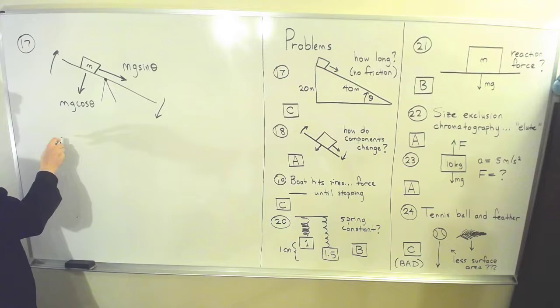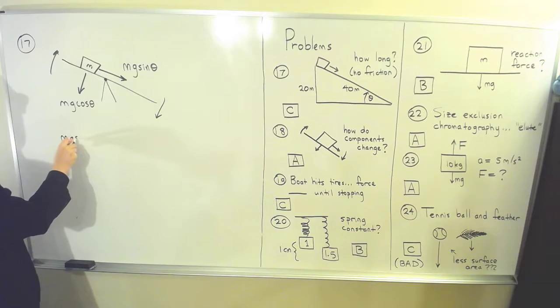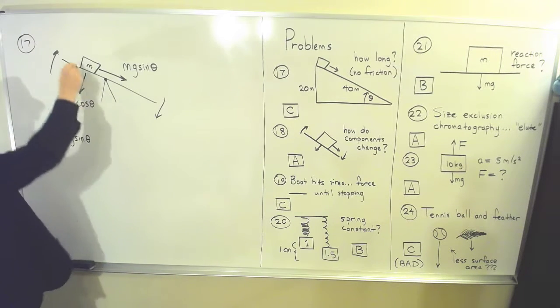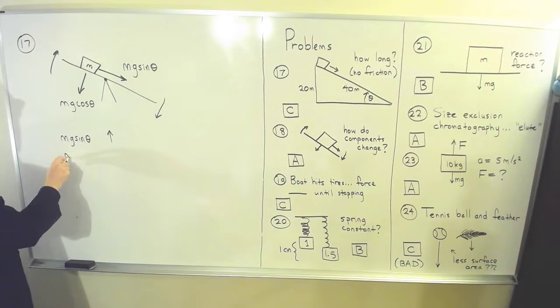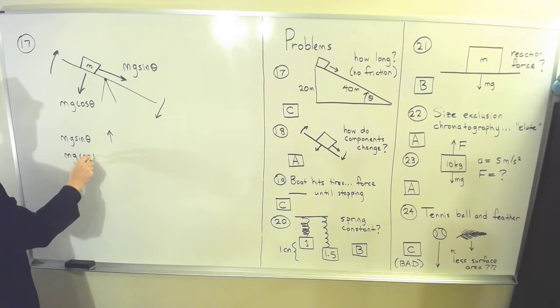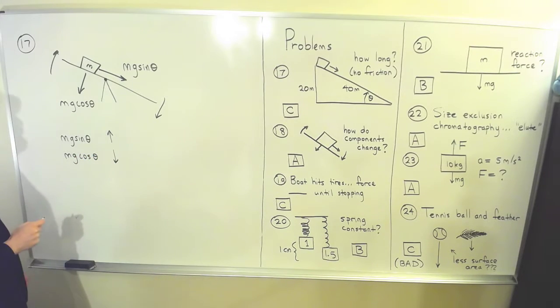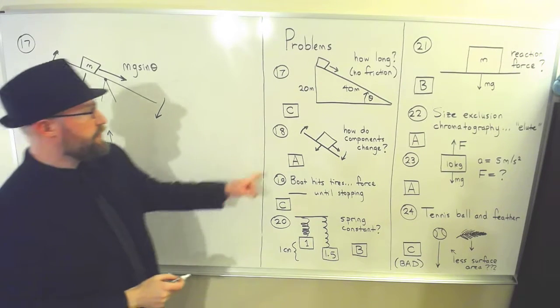So the answer is that mg sine theta, this part that's parallel to the plane, that force increases, and mg cosine theta decreases. And that's answer choice A.